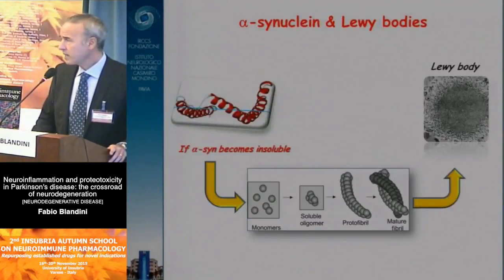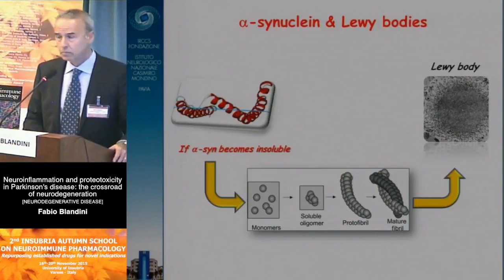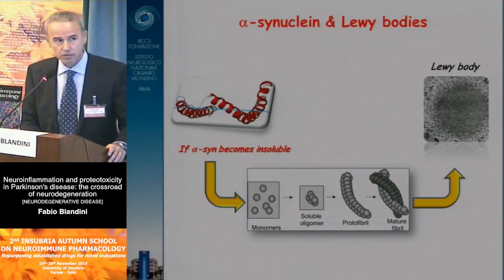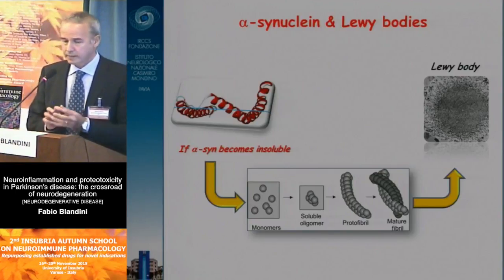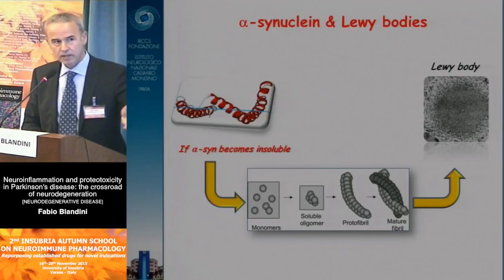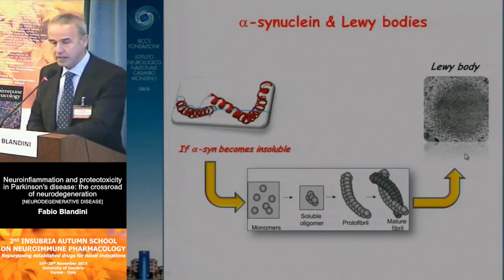If alpha-synuclein at a certain point, for any reason, becomes insoluble, it starts to precipitate. It loses the alpha helix structure. It starts to polymerize. It goes through different steps of organization: monomers, soluble oligomers. Then it starts to organize in protofibrils, then fibrils, and then we have the mature Lewy body.